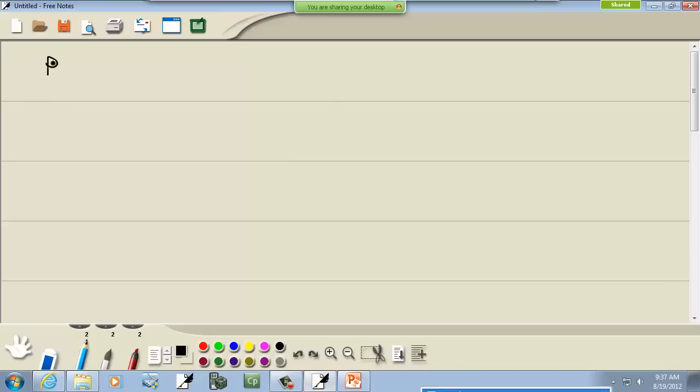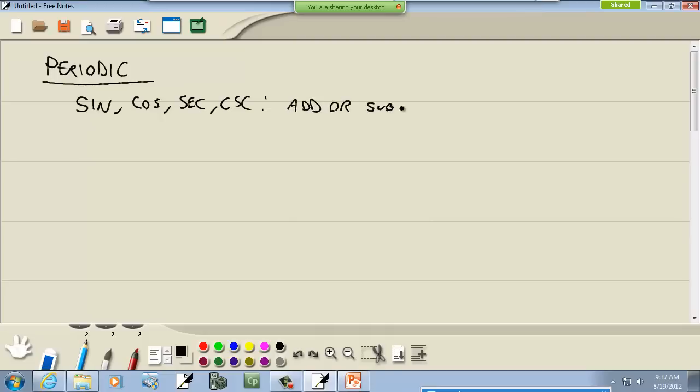but our trig functions are periodic. If we got sine, cosine, secant, and cosecant, then basically they start repeating after 2 pi. So I'm going to put down what we can do. We can add or subtract 2 pi or 360 degrees and get the same values.